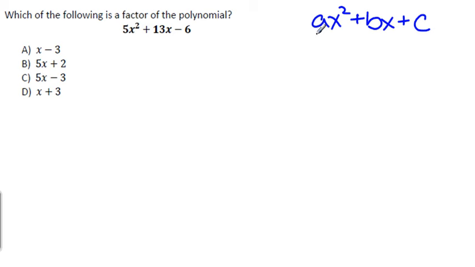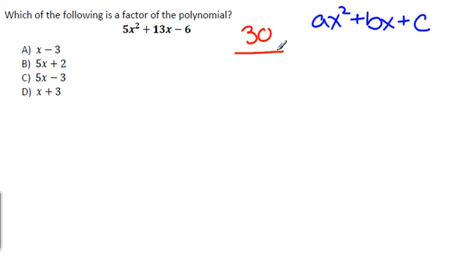If you remember, I'm talking about ax squared plus bx plus c. So the A term is the coefficient in front of the x squared. The b term is the coefficient in front of the x, and the c term is just a regular number that doesn't have any variables. So when we do the AC method, we're going to do A times C, which is 5 times 6, which gives us 30.